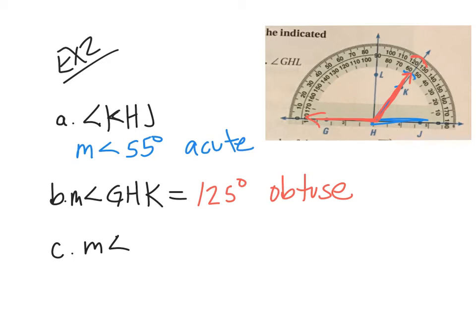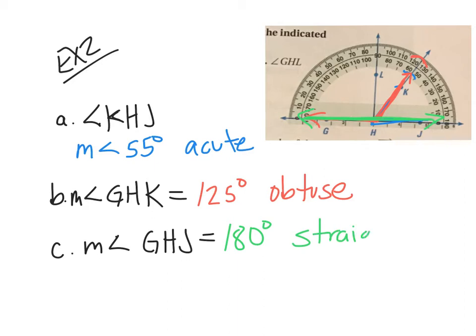Okay, for C, the measure of angle GHJ equals. So here's GHJ, right here on the bottom. What kind of angle is that? That would be a straight angle, which is always how many degrees? 180 degrees. It's a flat line. Straight.